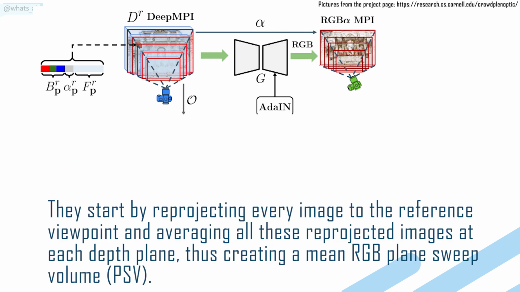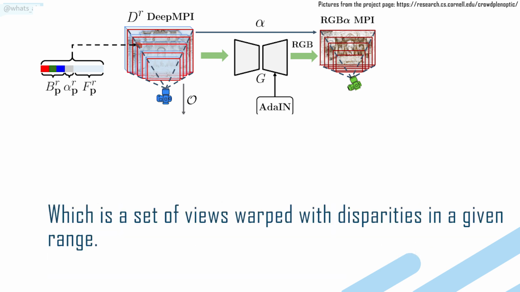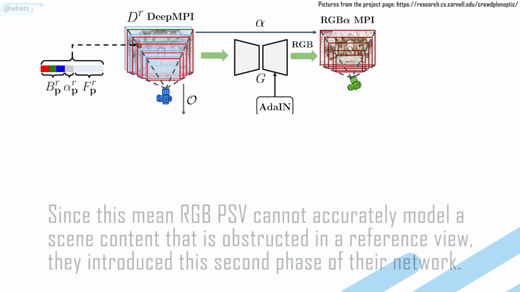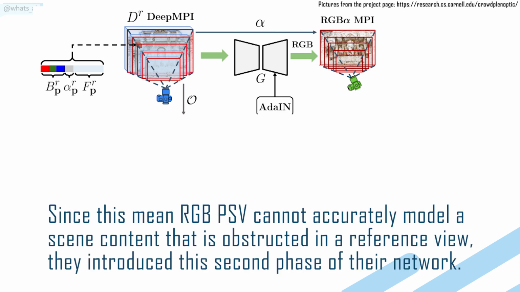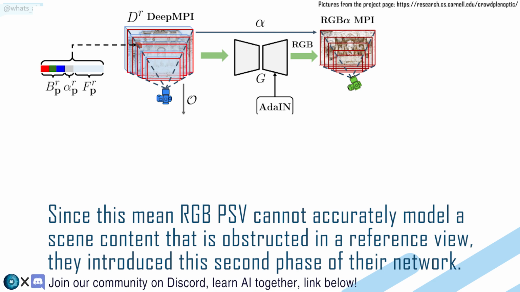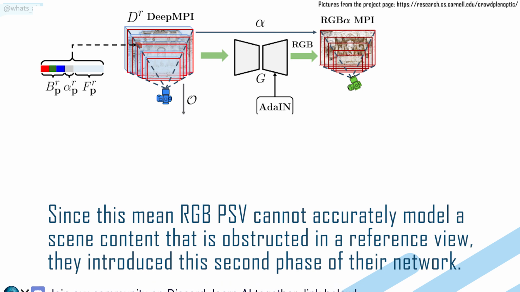They start by reprojecting every image to the reference viewpoint and averaging all these reprojected images at each depth plane, thus creating a mean RGB plane sweep volume, PSV, which is a set of views wrapped with disparities in a given range. Since this mean RGB PSV cannot accurately model a scene content that is obstructed in a reference view, they introduce the second phase of their network.